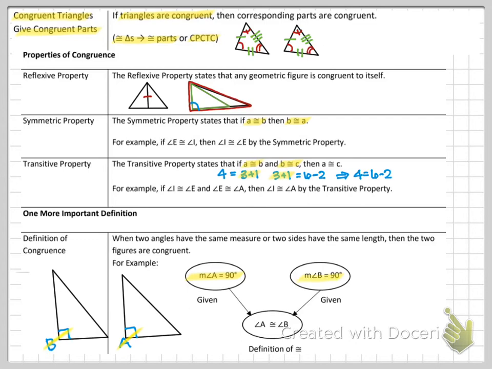If they're both the exact same measure, then we can say that the two angles, so the shapes themselves, are congruent, and that is the definition of congruence. And I think that settles it for this one.